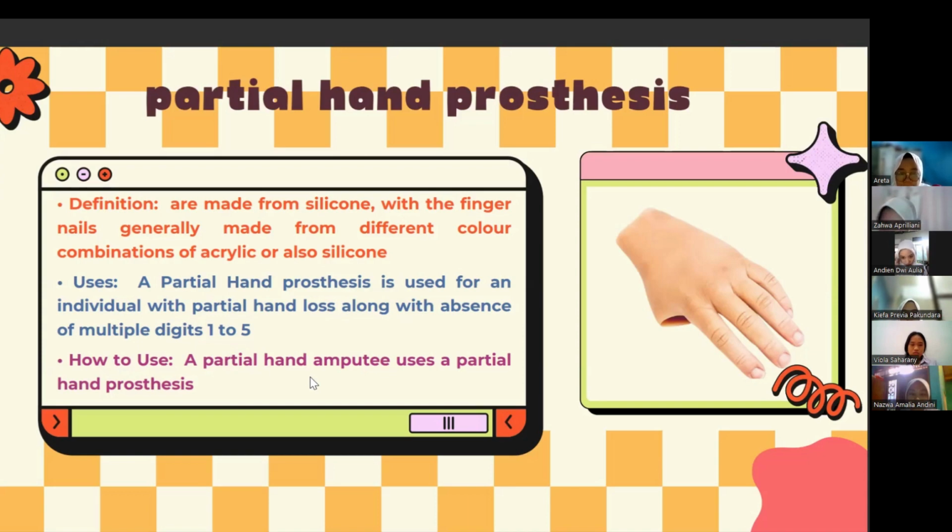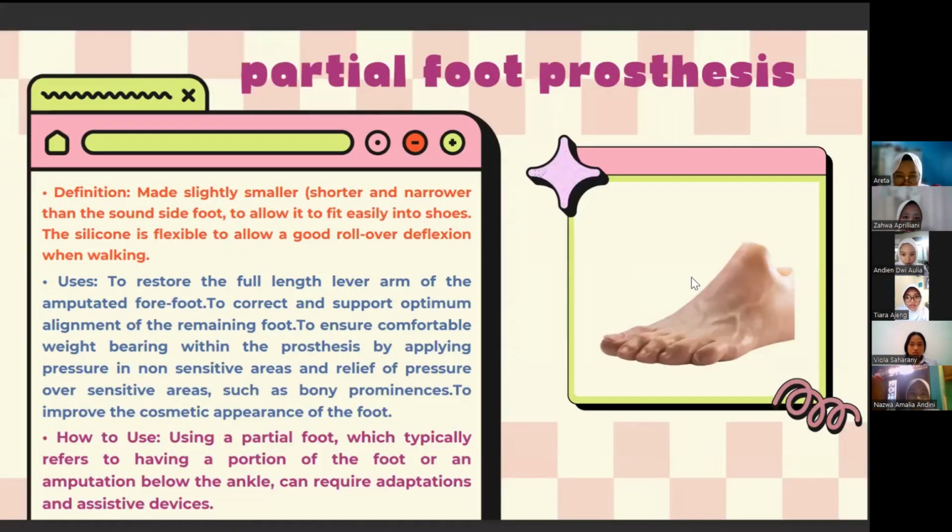The next slide will be Tiara. Tiara, time is yours. Okay, thank you, Areta. Next slide. Okay. The next topic is partial foot prosthesis. Definition: made slightly smaller, shorter, and narrower than the sound side foot to allow it to fit easily into shoes. The silicone is flexible to allow a good rollover deflection when walking.